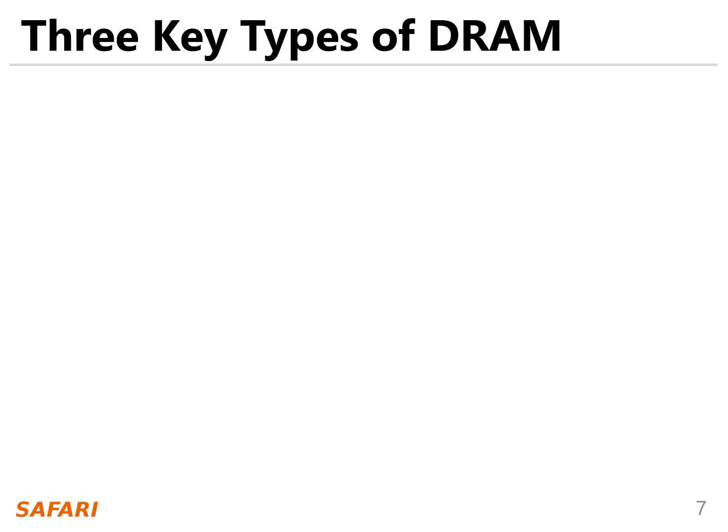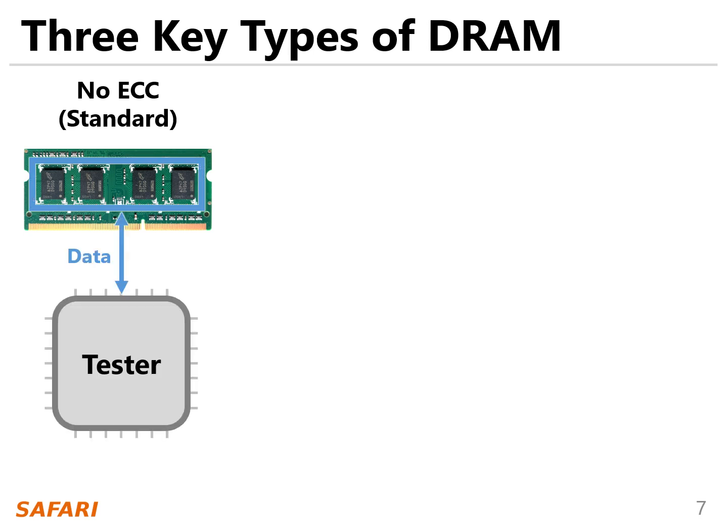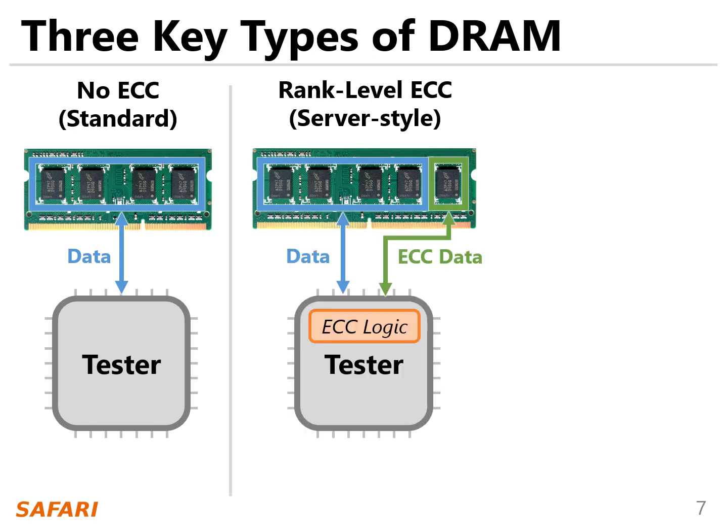There are typically three key types of DRAM that we might be interested in characterizing. The first uses no ECC, and this is your standard type of DRAM device. And here, the interface between the tester and the DRAM just exchanges the normal data. The second type of DRAM we might be interested in characterizing uses what's called rank-level ECC, and this type of device is typical of server-style systems. And here, the DRAM module itself is provisioned with an extra chip, which the tester may use to store error correction information. And in this type of system, the error correction logic occurs within the tester itself.